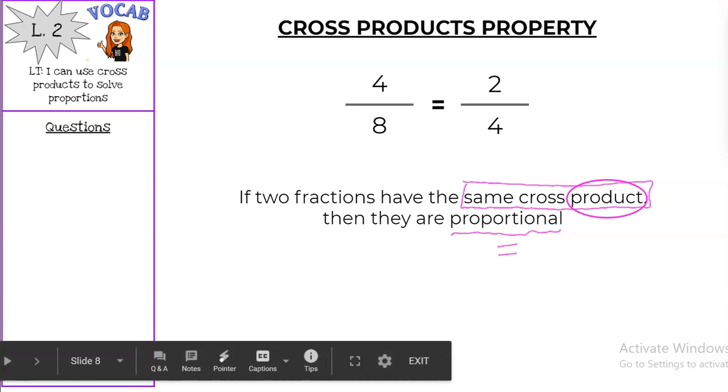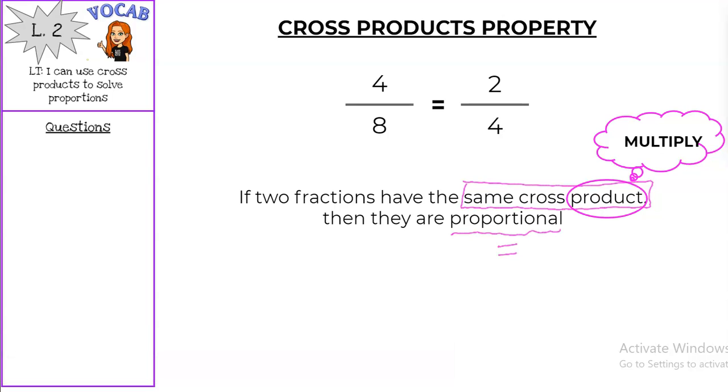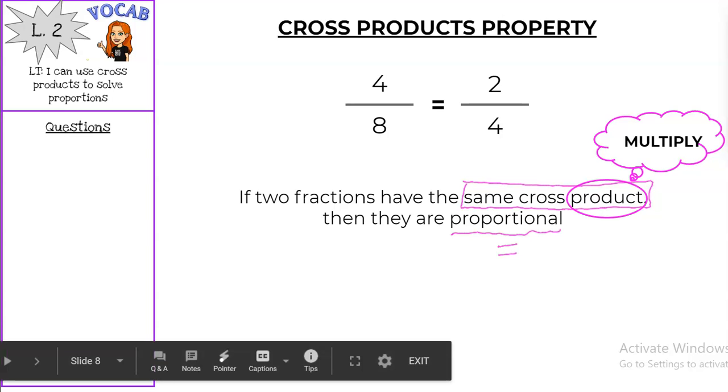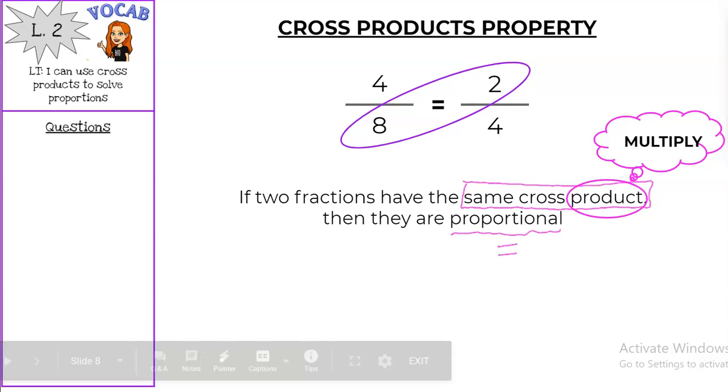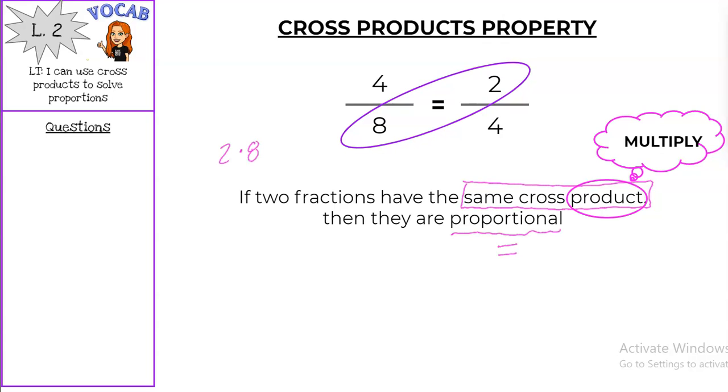Product is a math word that just means multiply. So whenever you see the word product, you should think multiply. Cross just means we're going to go at a diagonal. We're going to make an X. So the first cross would be 2 and 8. What is 2 times 8? Well, 2 times 8 equals 16. So that product is 16.